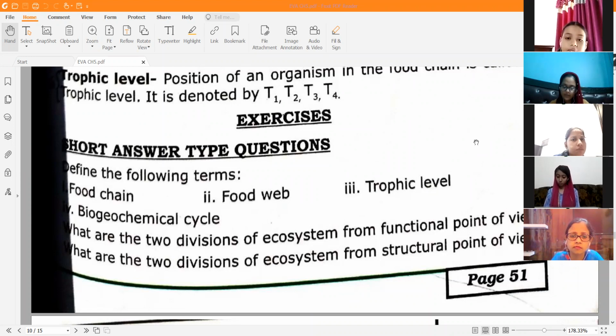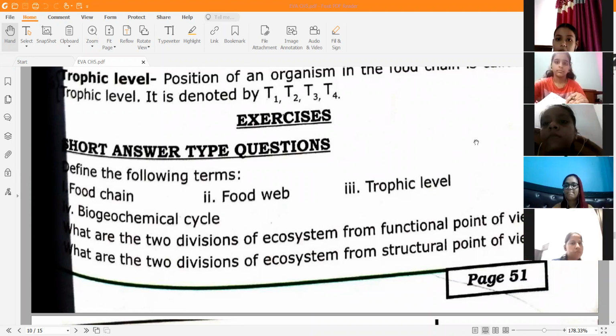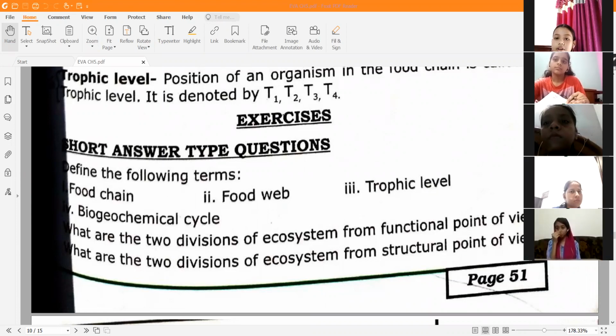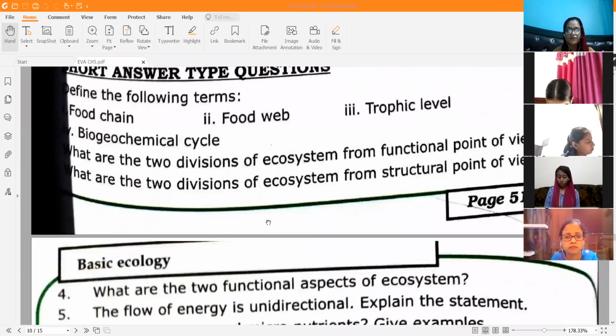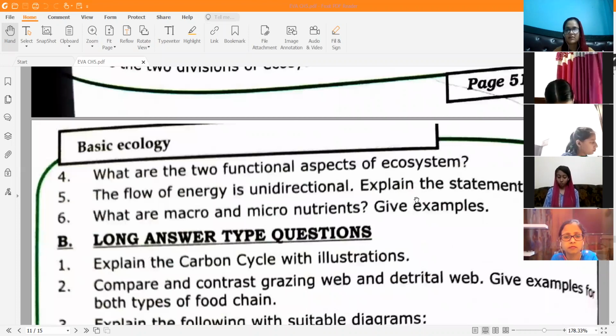Then what are the two divisions of ecosystem from structural point of view? Ma'am, abiotic component and biotic component. All right, fine. Then next, what are the two functional aspects of ecosystem? Functional aspects.